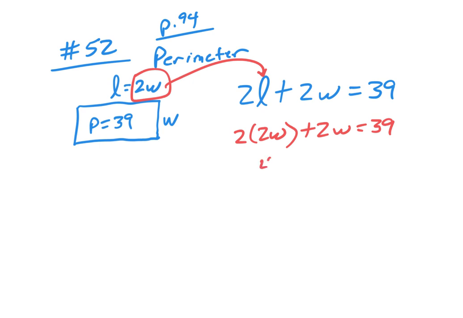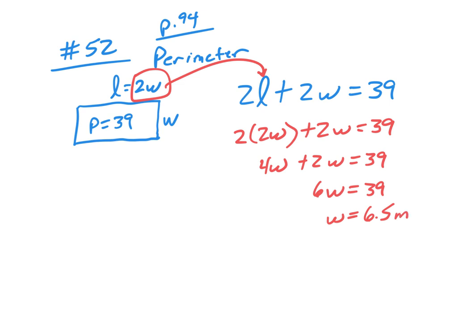So this would be 4W plus 2W equals 39. So we get 6W equals 39. And my width, 39 divided by 6. Okay, I can't do that in my head either. 6.5. Is it okay to get decimals? Yes, we can have a length that is a decimal, right?